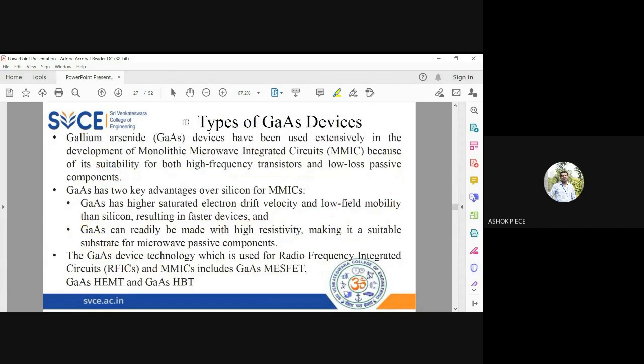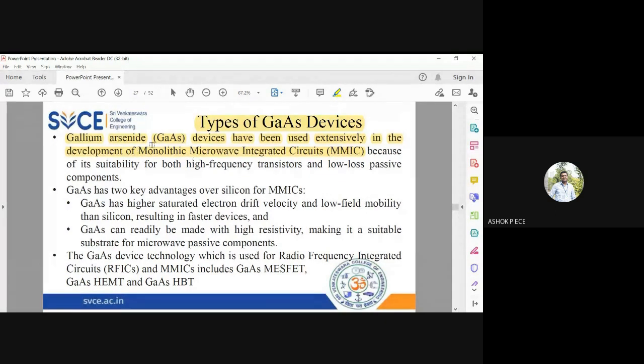And what all the different types of gallium arsenide devices I can fabricate. So mainly gallium arsenide is used in the development of MMIC. MMIC means monolithic microwave integrated circuits. Mostly gallium arsenide is used at very high frequencies in the microwave region.